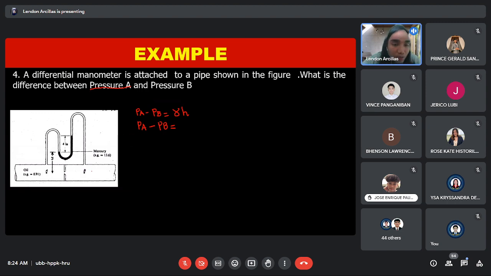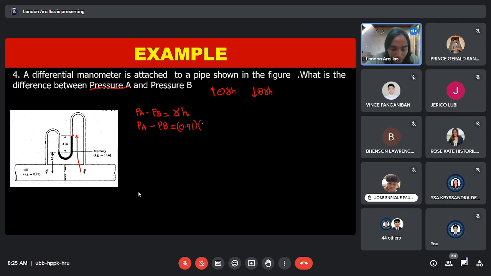So from pressure B to pressure A, we go up until this point. This is the liquid we are solving, oil. Tama? Ang black na to is mercury. So, nasa oil pa tayo. 0.91 pala, 0.91 times the specific weight of water.